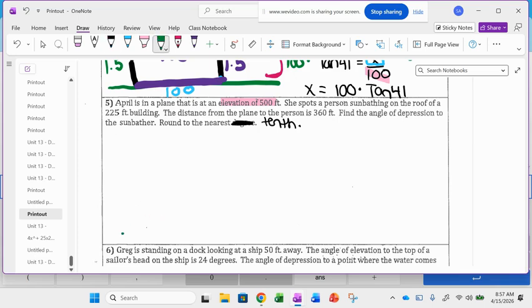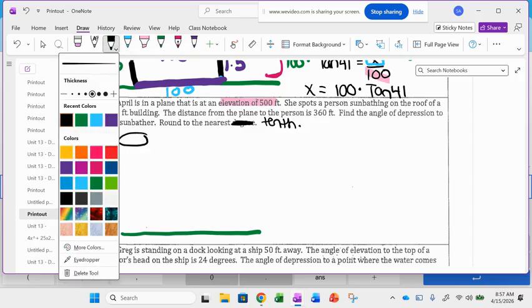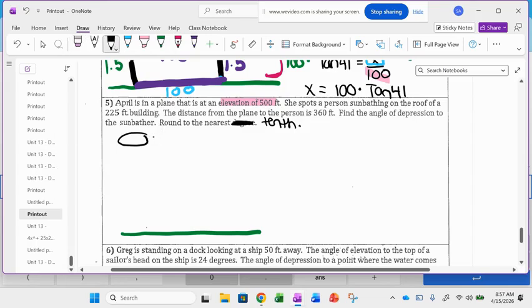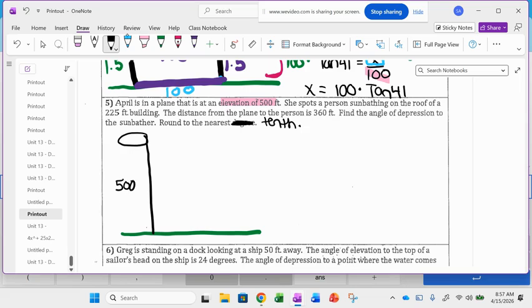So here's my ground. April is in our plane. Here's a plane, and she is at an elevation of 500 feet. So from April to the ground is 500. Here's April's eye.